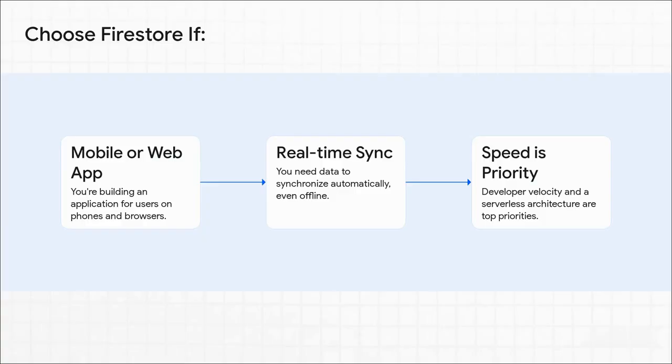So, to spell it out even more clearly, you're going to choose Firestore when you're building an app for people on phones and in web browsers. You'll choose it when you need data to just automatically sync up everywhere, and when your main priority is to move fast and not have to think about servers.